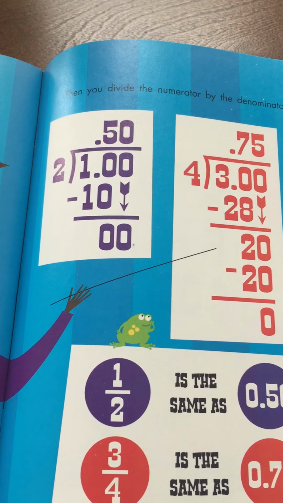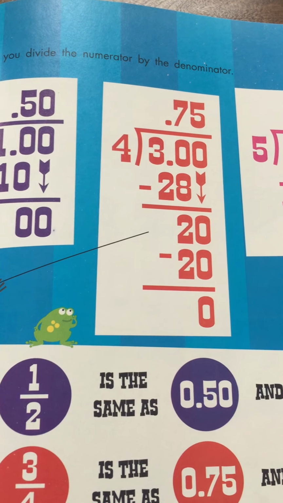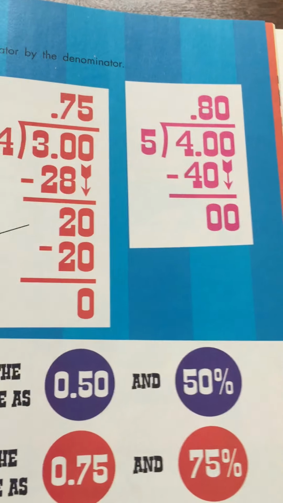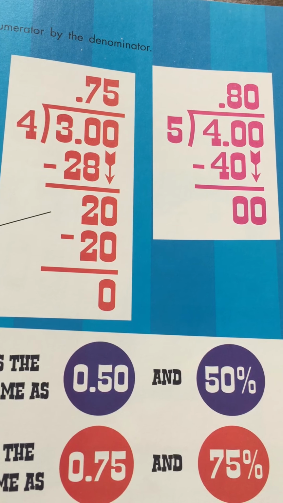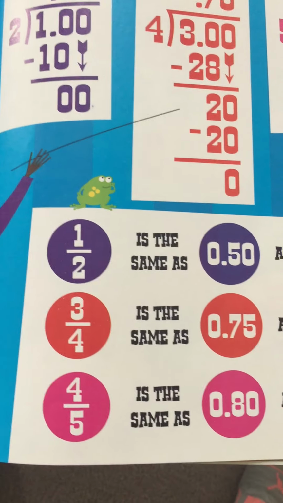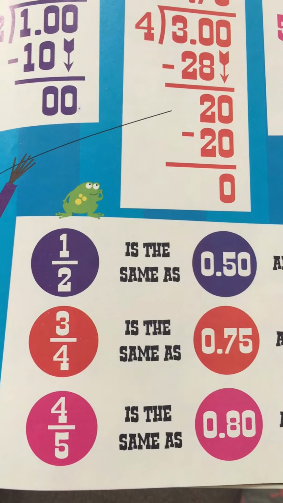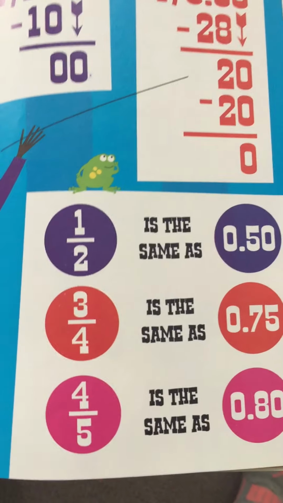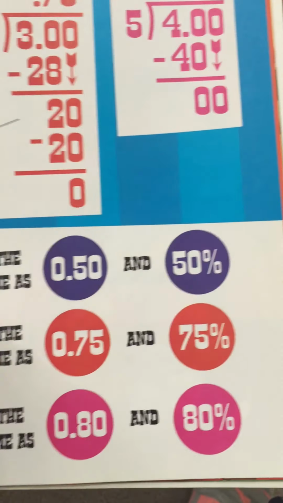2 into 1.00 is 0.50. 4 into 3.00 is 0.75. 5 into 4.0 is 0.80. 1 over 2 is the same as 0.5 and 50%. 3 over 4 is the same as 0.75 and 75%. 4 over 5 is the same as 0.80 and 80%.